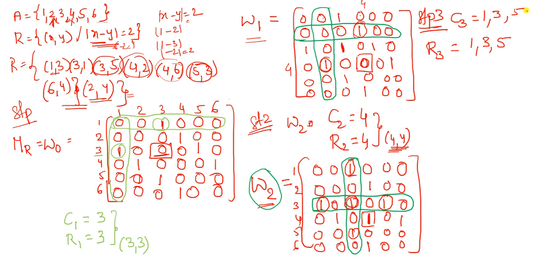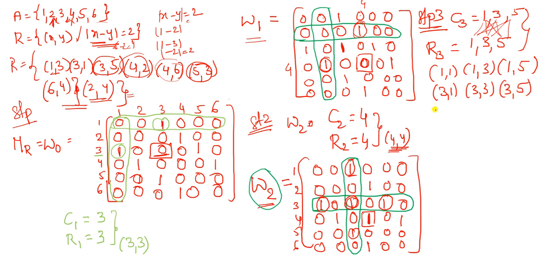Okay. So from these two, what will be the new entries? 1, 1, 1, 3, 1, 5. 3, 1, 3, 3, 3, 5 and 5, 1, 5, 3, 5, 5. Just simple. Okay. Don't be confused. 1, 1, 1, 3, 1, 5. And the next, 3, 1, 3, 3, 3, 5. And next 5, 1, 5, 3, 5, 5.